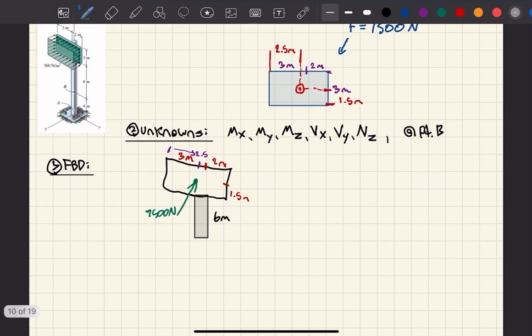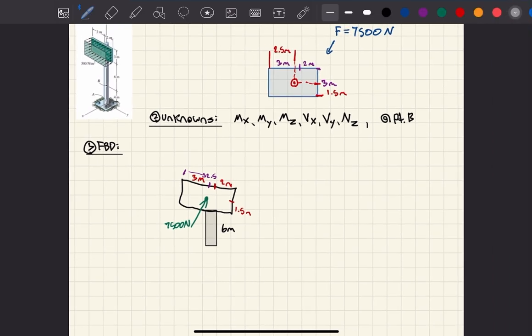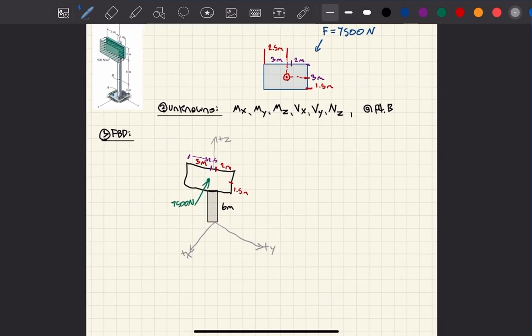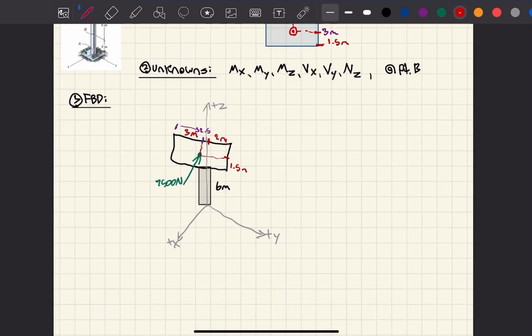Perfect. To make stuff a bit easier, let's bring this down and draw a coordinate system, just so everything is crystal clear. So this is plus Z, this is plus Y, and this is plus X. Perfect. Okay, and let's even go like this. Now that's good enough for a free body diagram.